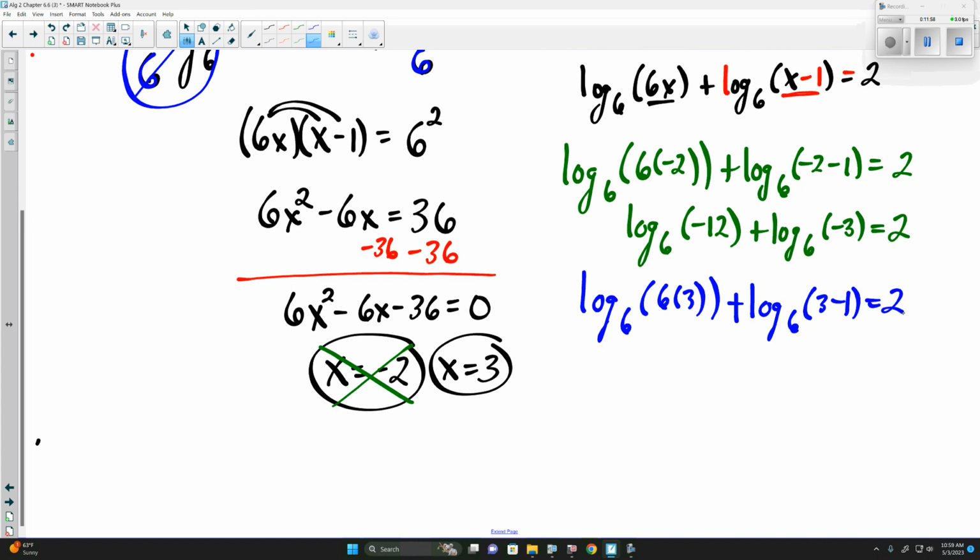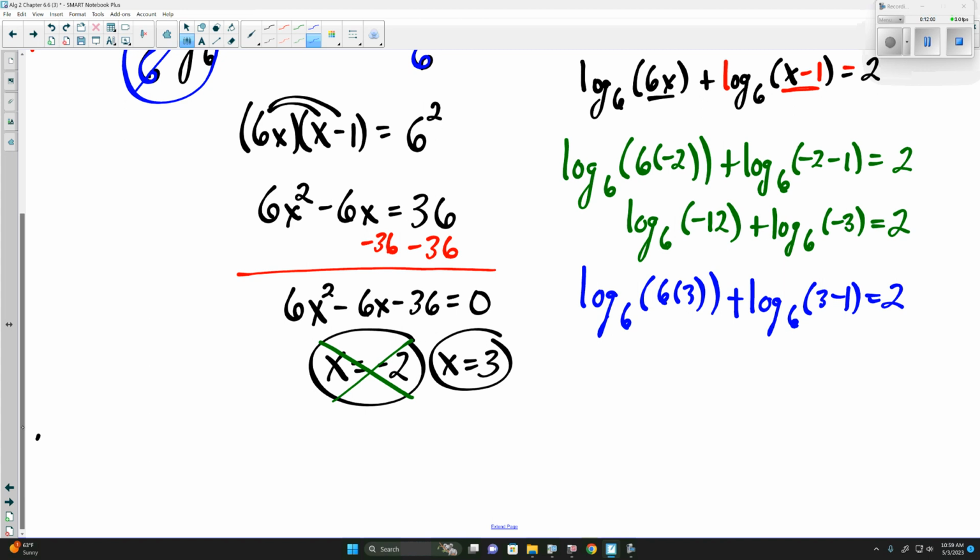Now at this point here, if you just wanted to plug it into the calculator and check to see if this works, it would tell us that it does. If we simplify it by hand, we have log base 6 of 18 plus log base 6 of 2. They're both positive, and this actually does give us 2. So the only solution that does work for this here is that x is equal to 3.